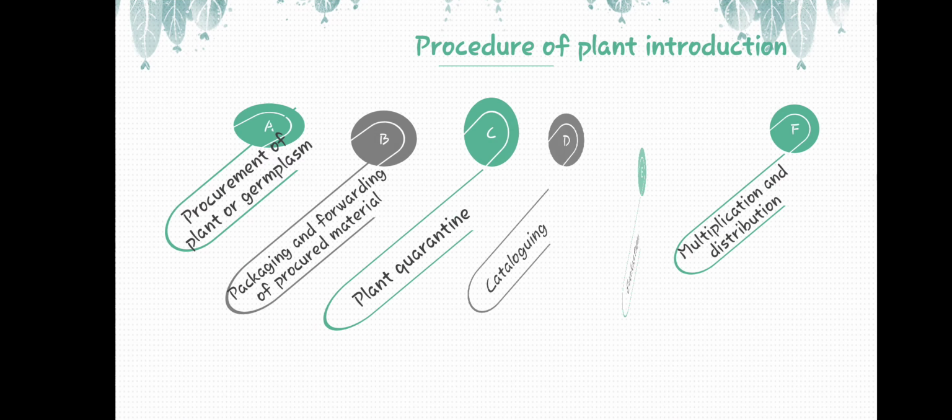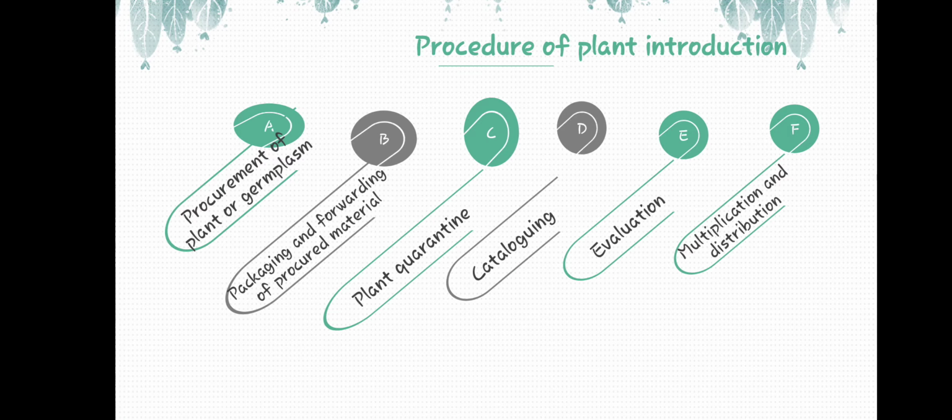Now let's discuss the procedures of plant introduction. How do we introduce a plant to a new area? For that you have a certain procedure. First one is procurement of plant or germplasm. How do we procure the plants? That we'll discuss in the coming slides. First we just go through what the procedures are, and I'll explain each one in the rest of the video.